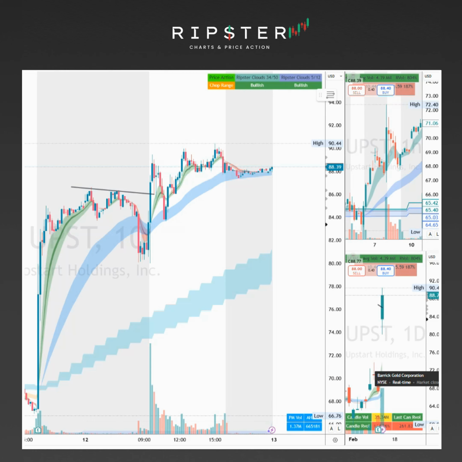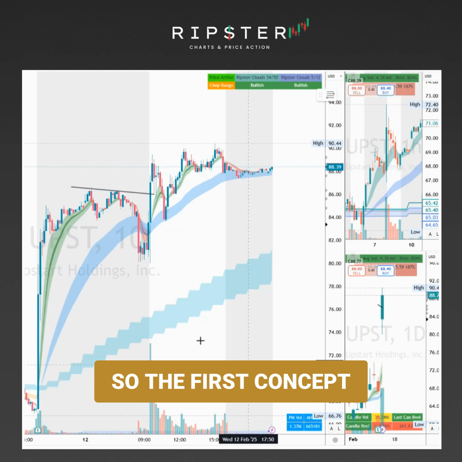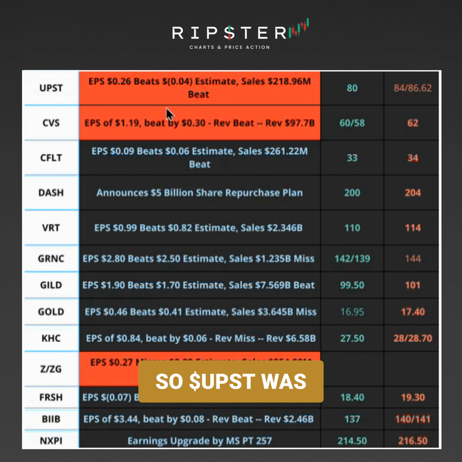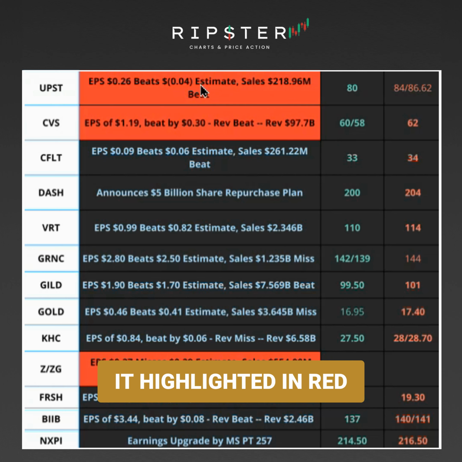Three concepts that you can use during an earnings season to trade a repeatable setup. The first concept is the reclaim of 3450 or the bounce of 3450. The example is UPST. UPST was one of our top earning plays. You see it highlighted in red in the community.